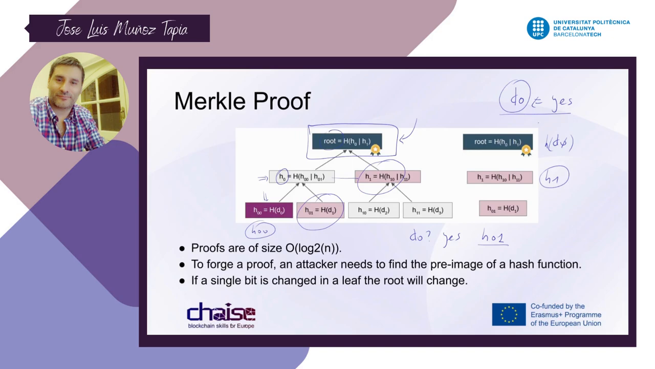Essentially, what we do here to be sure that D0 is in the tree is compute the root from the siblings and check that the value that I compute is the same as the root which is digitally signed, the same as the root that I'm provided with a digital signature.